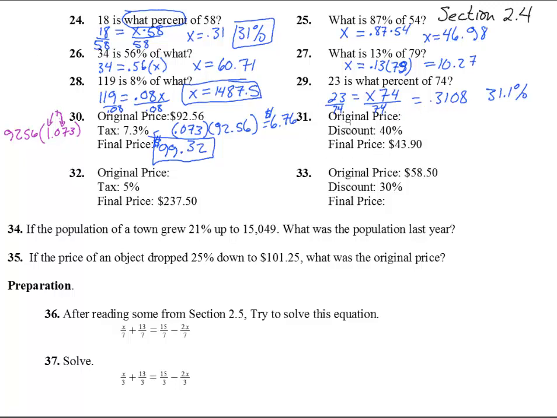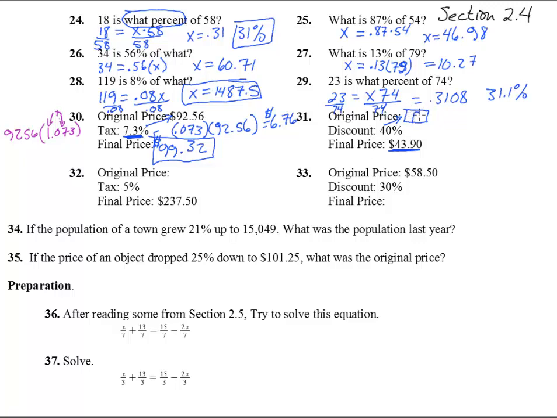Oh no, this is a backwards one. Look at this. They give us the final price, not the original price. This becomes a problem because notice how over here, this 7.3% times the original. So when we take 40% times the original, we don't know what the original is. This is why algebra exists.